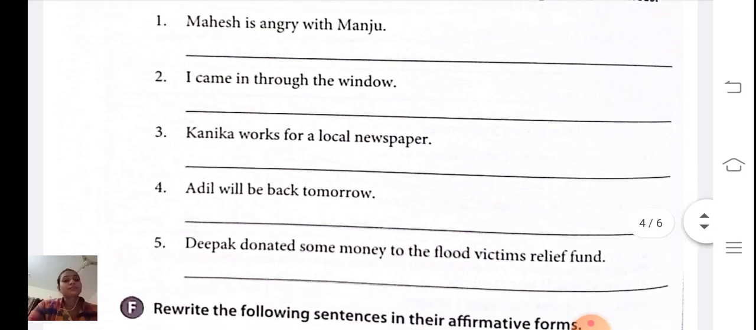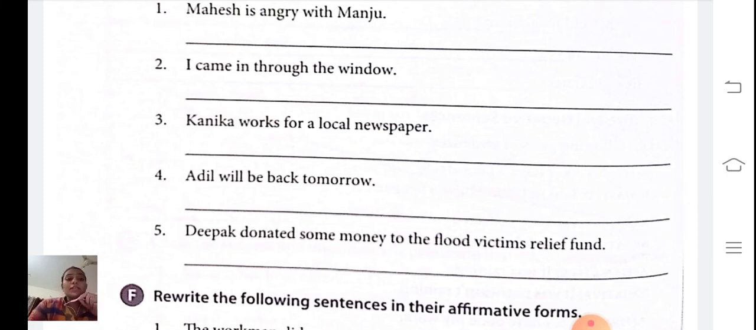Fifth one. Deepak donated some money to the flood victims relief fund. Deepak donated. Donated means it's a completed action. So it is a past tense sentence. So what do we have to do? We have to put the helping verb did here. Deepak did not, donated becomes donate, the root form of the verb. Deepak did not donate money to the flood victims relief fund.